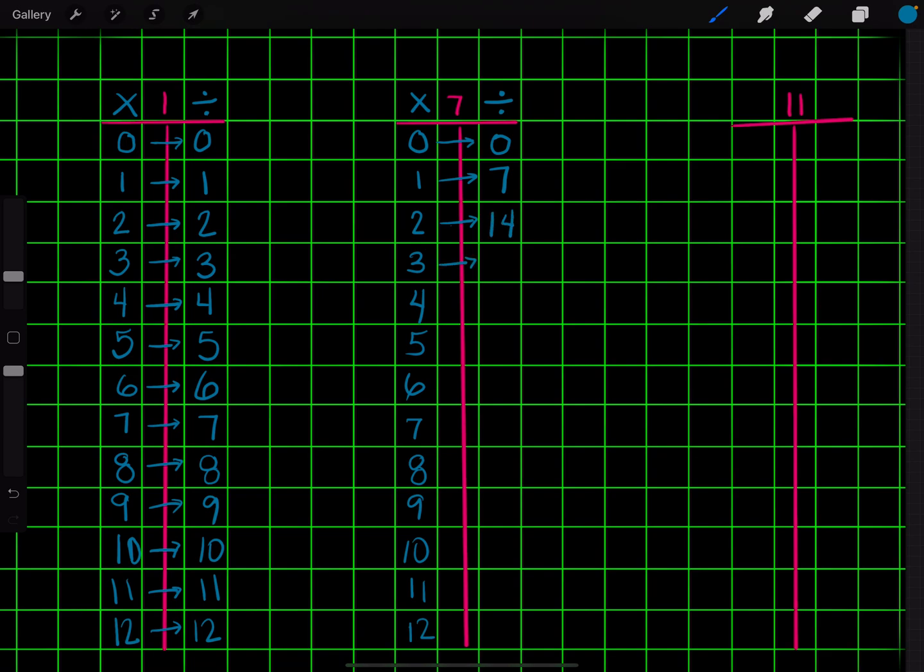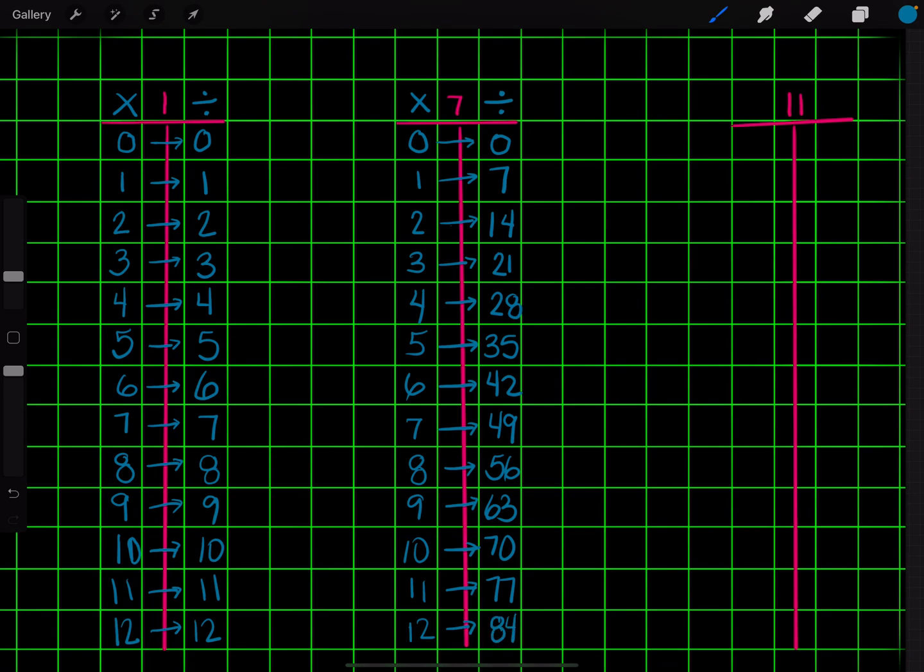3 groups of 7 is 21. 4 groups of 7 is 28. 5 groups of 7 is 35. 6 groups of 7 is 42. 7 groups of 7 is 49. 8 groups of 7 is 56. 9 groups of 7 is 63. 10 groups of 7 would be 70. 11 groups of 7 would be 77, and 12 groups of 7 would be 84.